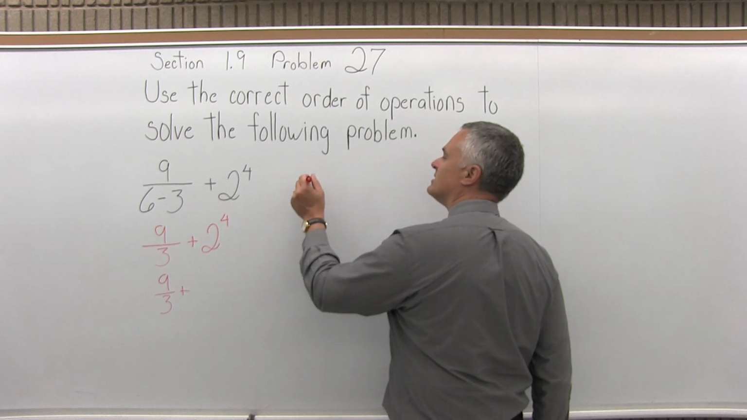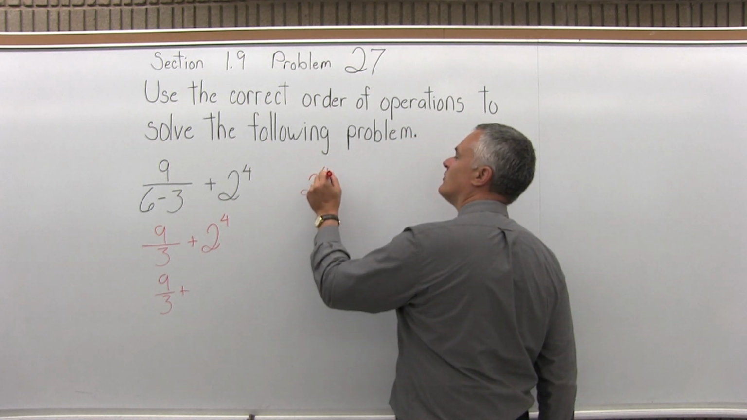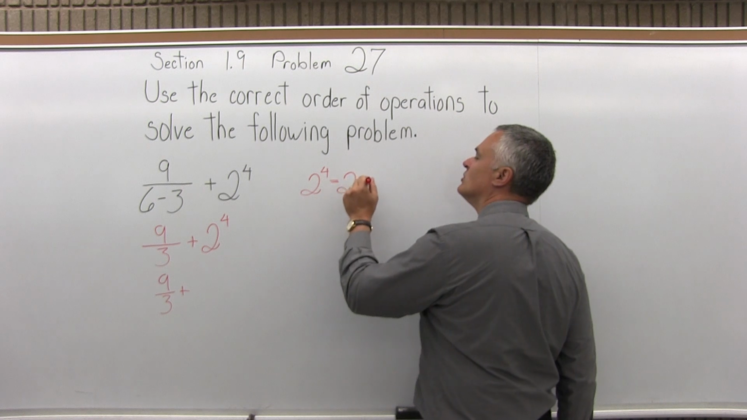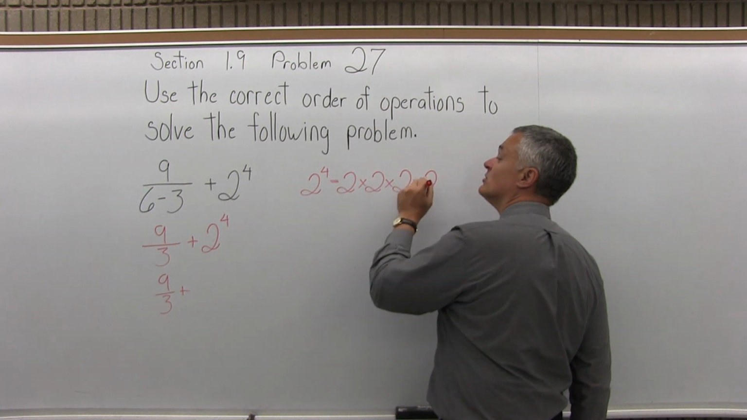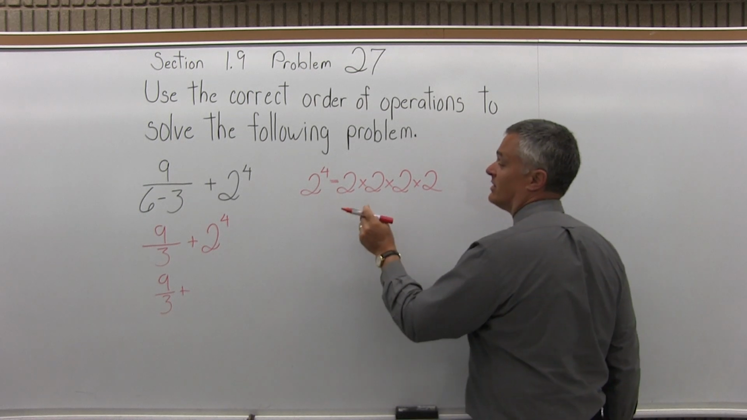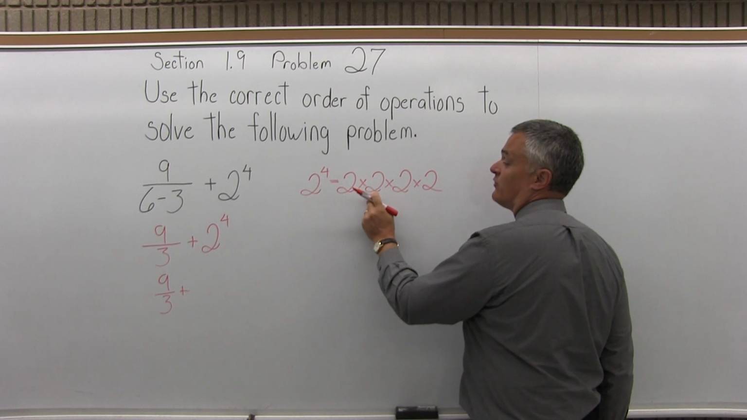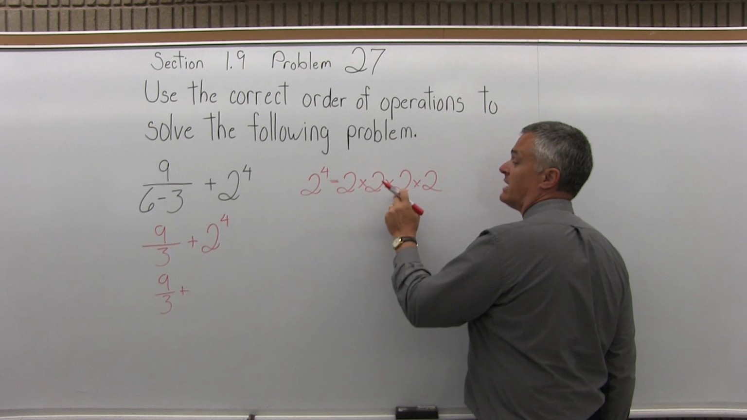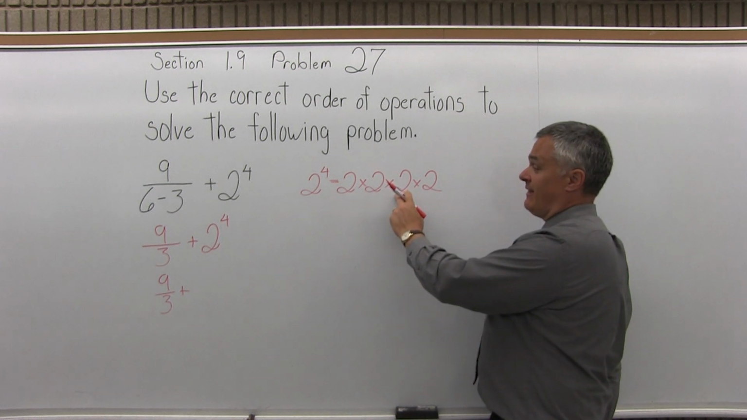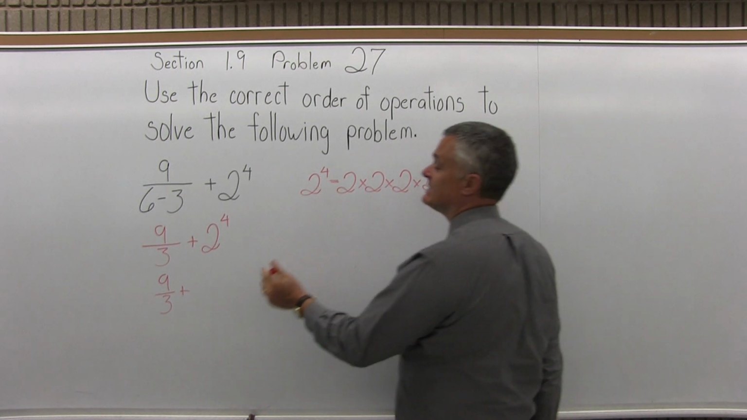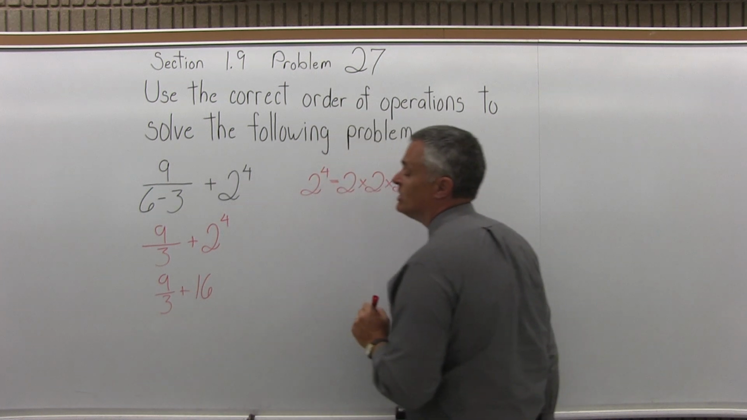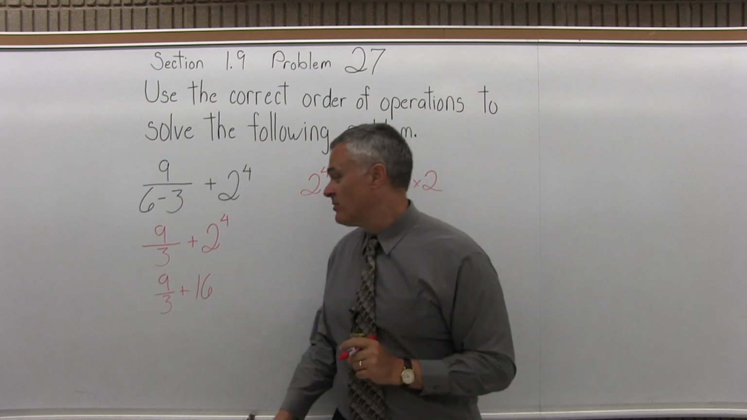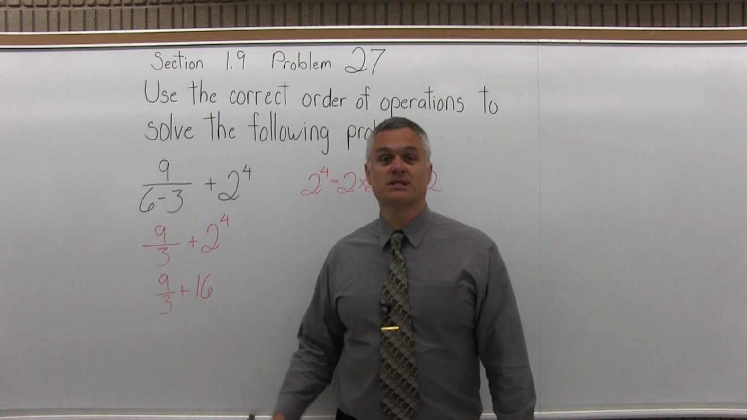So let me come off to the side just to show my work on that. 2 to the 4th power is 2 times 2 times 2 times 2. There are 4 2's multiplied together. So 2 times 2 is 4. 4 times 2 is 8. And then 8 times 2 is 16. So 2 to the 4th power is 16. So now my order of operations problem has become 9 over 3 plus 16.